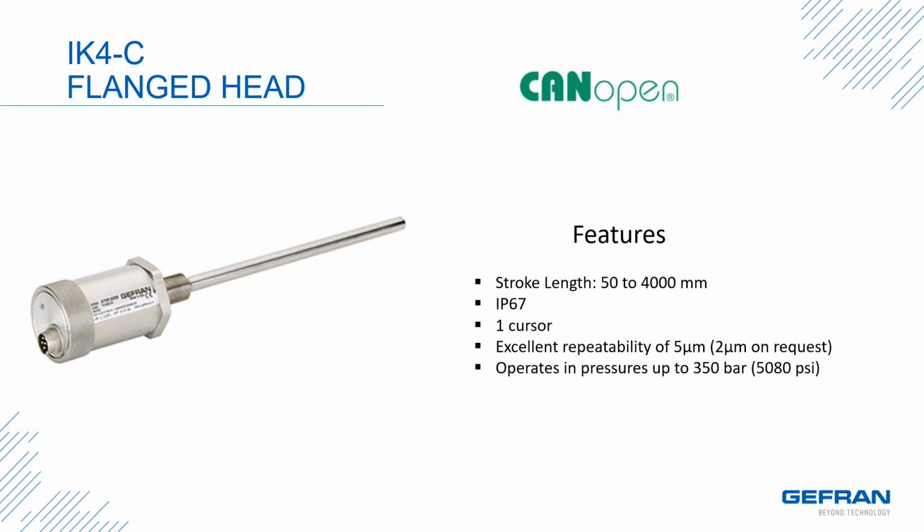The IK4-C is a stainless steel rod-shaped transducer with a threaded flange and CANopen digital output. Its mechanical structure offers improved features for in-cylinder use, including a series of new multi-connector models, free rotation of the connector head, and replacement of the internal electronics without removal of the transducer.